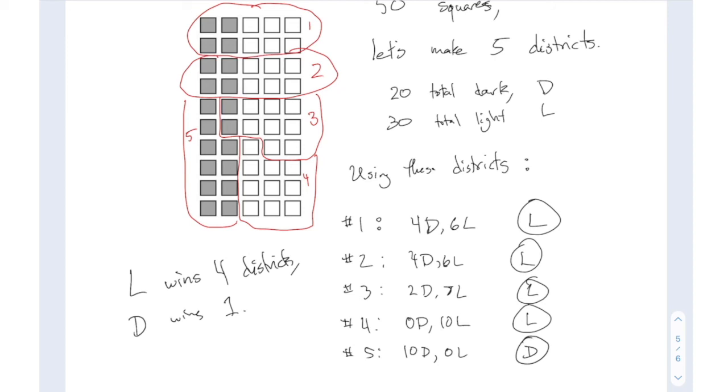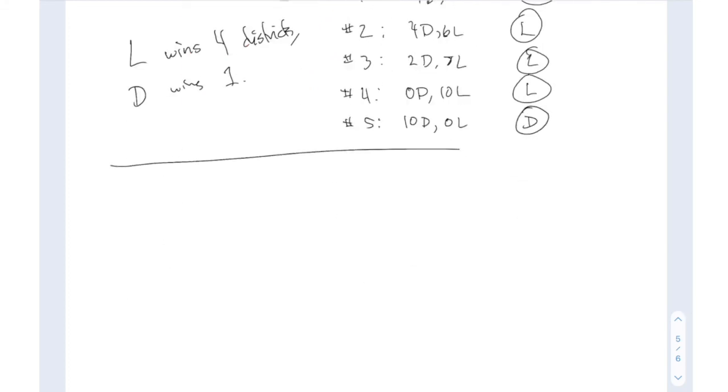I would like you to try. I'll give you a few minutes. See if you can achieve a different result by dividing into different regions. See if you can draw the boundary lines in a different way. The way that I did it, I got 4 L's and 1 D. Can you draw the lines in some other way to get a different outcome? Specifically, see what different kinds of outcomes you could possibly get.